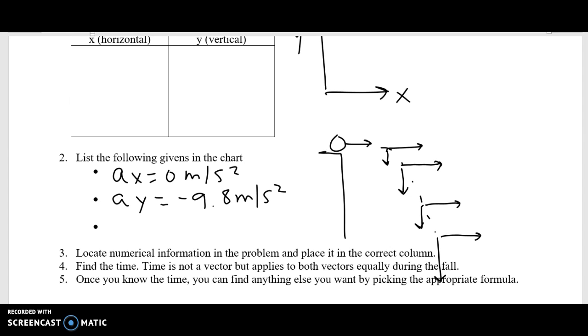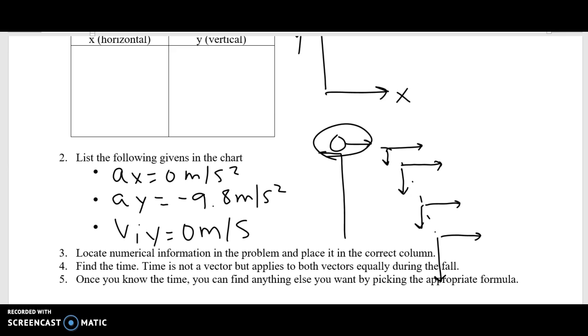Okay, so initially our projectile is a horizontal projectile, so it only has a horizontal velocity to start. It's not launched up in the air. So we know our initial velocity in the Y direction is always going to be 0 because this is a horizontal projectile. So these three things we always know and can put in our XY chart to start.